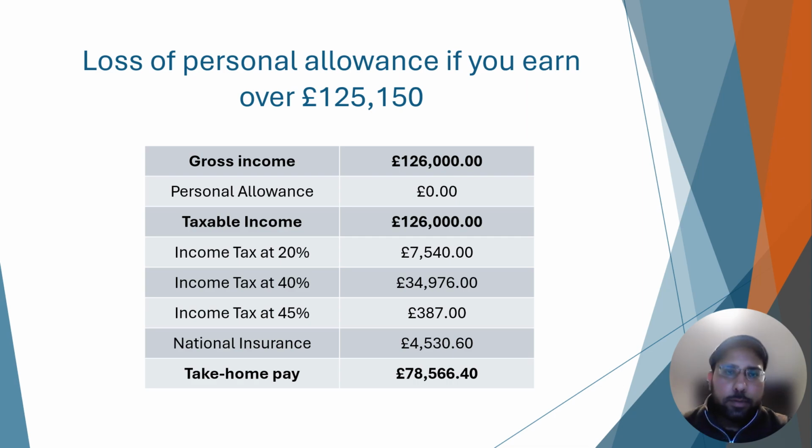Now what I've done here is I've put up a little example of an individual that earns over 125,150. So let's say, for example, this individual earns 126,000 a year. He will not be entitled, or she will not be entitled, to personal allowance. Which means that the basic rate tax will still be 20%, but they will be taxed on the full 37,700. And in that bracket alone, this individual pays over 7 grand. And then as it staggers on, it goes on.